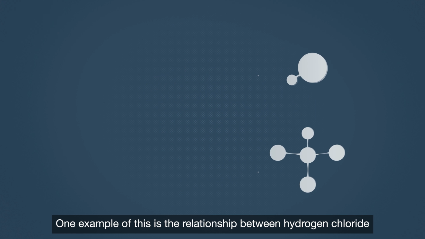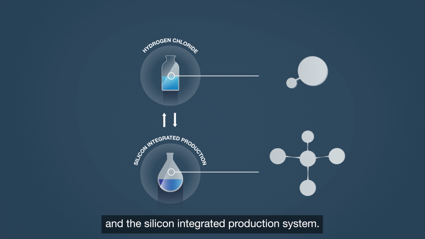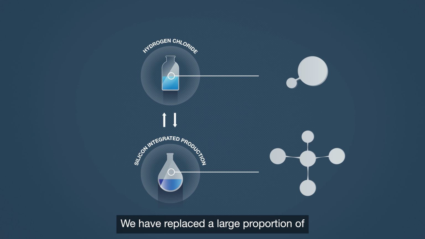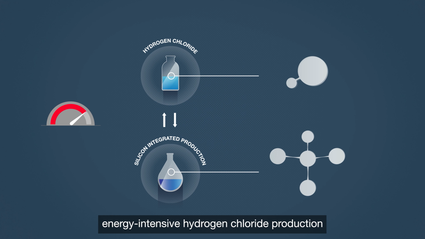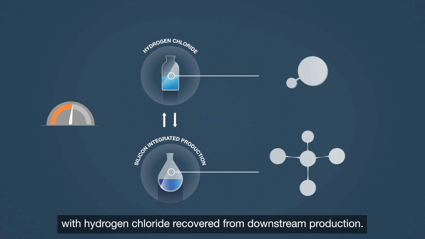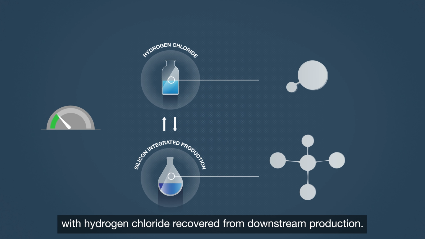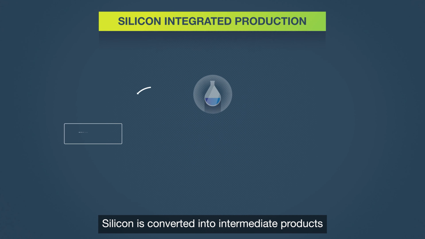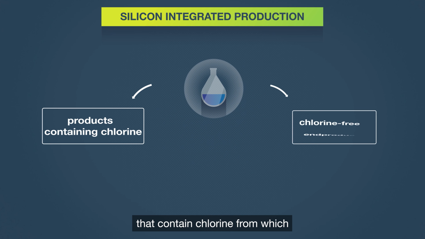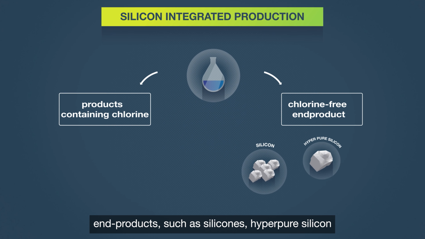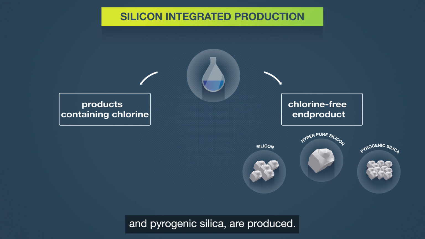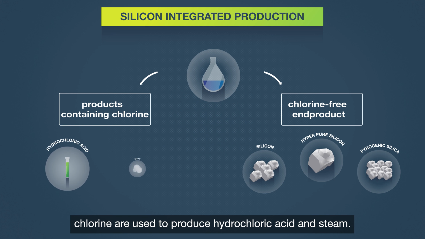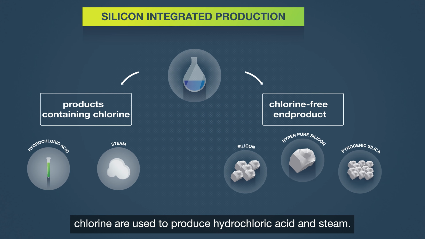One example of this is the relationship between hydrogen chloride and the silicon integrated production system. We have replaced a large proportion of energy-intensive hydrogen chloride production with hydrogen chloride recovered from downstream production. In the silicon integrated production network, silicon is converted into intermediate products that contain chlorine, from which chlorine-free end products such as silicones, hyperpure silicon, and pyrogenic silica are produced. The process also produces hydrogen chloride. In addition, waste gases containing chlorine are used to produce hydrochloric acid and steam.